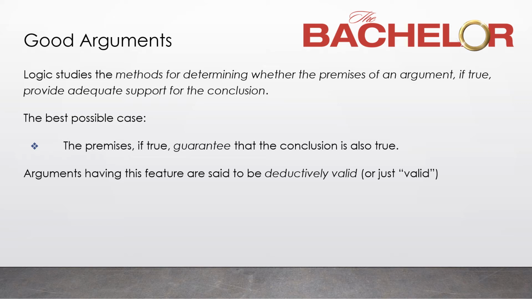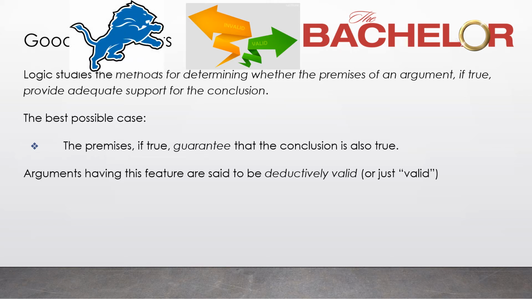Now, not every argument is constructed in such a way. There might be something that's not true, or at least it's possible that the conclusion might be false while at the same time the premises are true. This is known as an invalid argument. And this is the distinction between valid arguments and invalid arguments. An argument is invalid when and only when it's at least possible for its conclusion to be false while at the same time its premises are true. For instance, lions are dangerous. Detroit is dangerous. Therefore, Detroit is a lion.